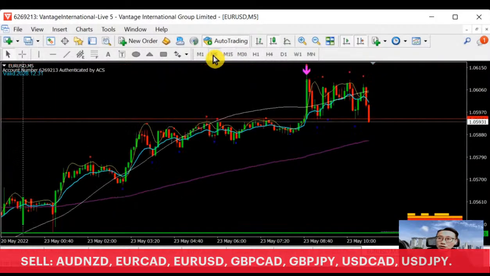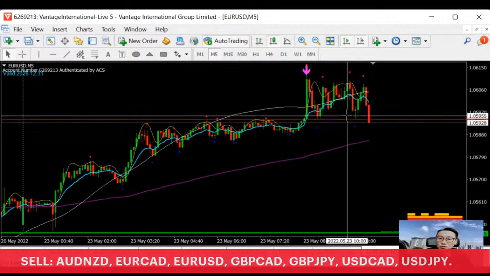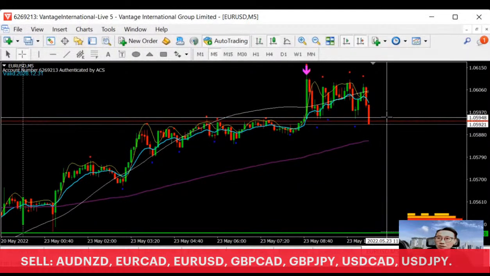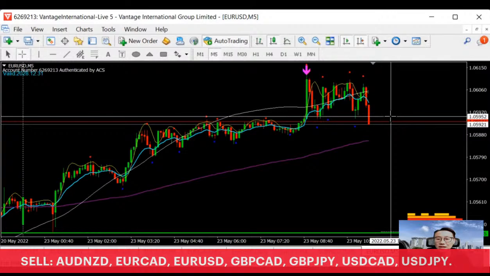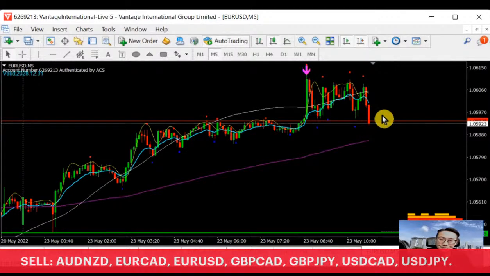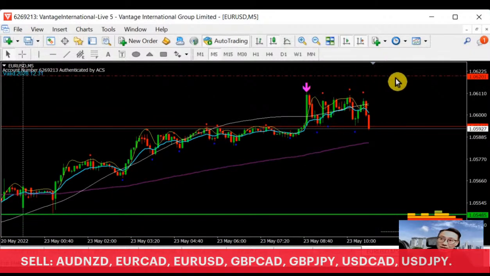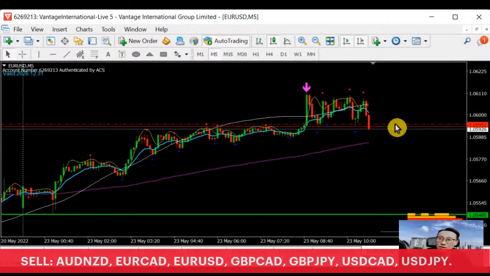M15 is also selling off. So M5 now is actually breaking the support over here. Can you see the support over here? This is the support, a relatively small support level. I'm going to wait for this price to retrace upwards again to test the previous support that will become a resistance over here. So this is the one.